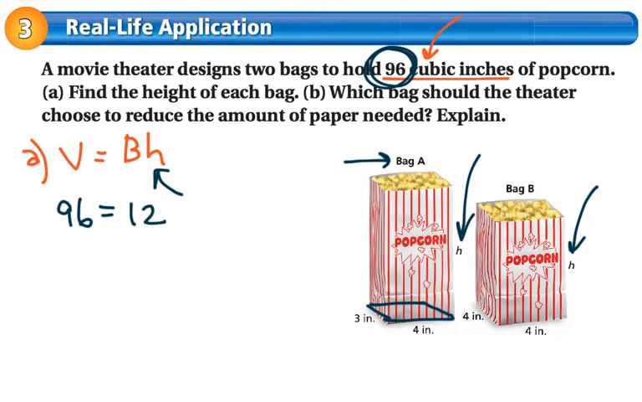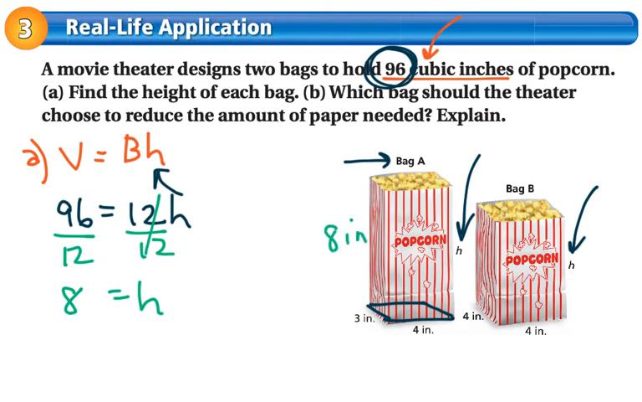Normally we would take that area times the height, but of course we don't have it. That's what we're looking for, which means that here we could simply solve this equation since 12 times h would equal 96. So we're just going to take 96 and divide it by 12, and we'll do that algebraically, treating this like an equation. Of course, 12 divided by 12 is 1 times h, which is just h, and 96 divided by 12, that should leave us with a height of 8 inches. So for bag A, I have a height of 8 inches, and that's the first part of our work.